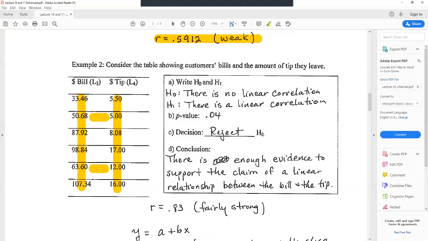I want to know if there is a linear correlation between the amount of the bill and the amount of the tip the customer leaves. Again, I would suggest at this point that you pause the video and you enter the bill amount and the tip amount in L3 and L4. And again, make sure that you correspond each bill with its requisite tip.